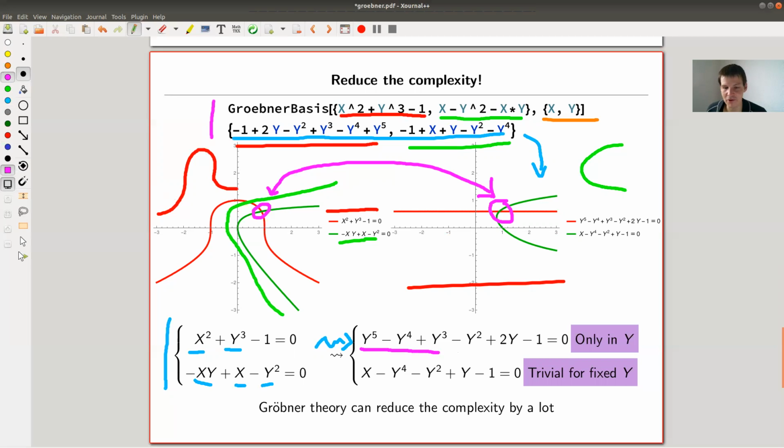So this one, for example, only involves y. It's a polynomial just in y, which is definitely much easier than a polynomial in x and y. Also, the degree is higher, the degree is 5, but still, it's only a polynomial in y. So in the worst case, you could try to solve that just numerically. In this example, you only get one real solution. That's why this polynomial looks just like this line here. And then the other one is extremely easy to solve, because you only need to solve it for a fixed y, and for a fixed y, this is a degree 1 polynomial in x. And that's trivial to solve.